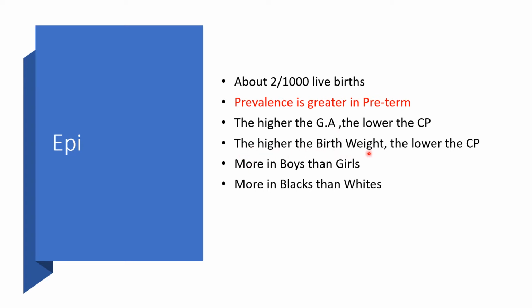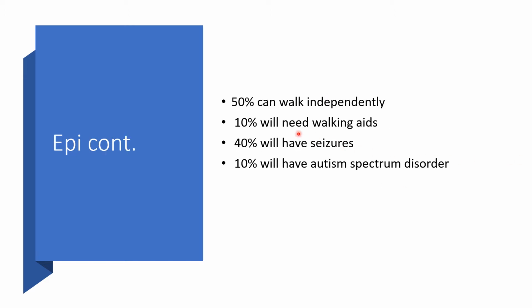The higher the birth weight, the lower the cerebral palsy, just as with gestational age. Higher gestational age, higher birth weight, lower cerebral palsy chances. It is more in boys than girls. Well, I don't know why, but that is what we found. More in blacks than whites. Still on epidemiology, 50% may be able to walk independently, 10% will need walking aids, 40% will have seizure disorder or epilepsy, and 10% will have autism spectrum disorder.